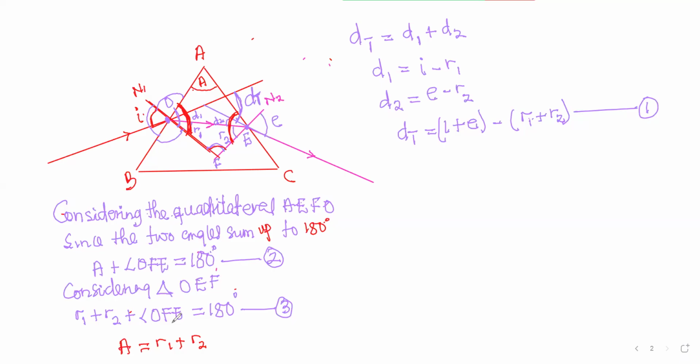Sir, please, what's the relationship between R1 and R2 and A? A is equal to the sum of R1 and R2. And that's what I've written here. Okay. Therefore, we can say that the total deviation within the prism would be equal to I plus E minus A. This is equation 4.